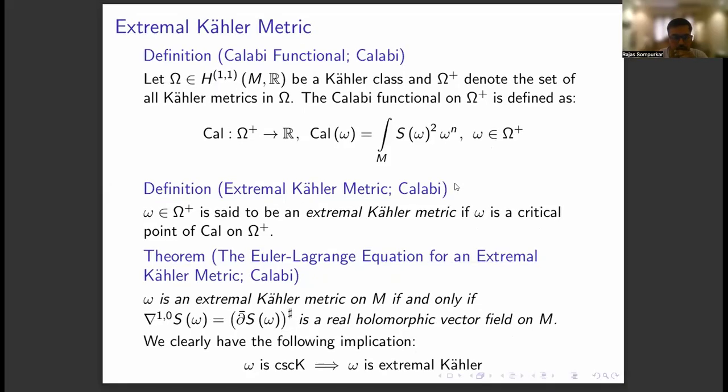Okay, so these extremal Kähler metrics have d by dt of the Calabi functional of omega t equal to 0. That gives us an Euler-Lagrange equation which characterizes them, and that Euler-Lagrange equation is precisely this: if we take the 1 comma 0 gradient of the scalar curvature, which is nabla 1 comma 0 of s of omega, this is precisely equal to del bar of s of omega, the whole sharp.